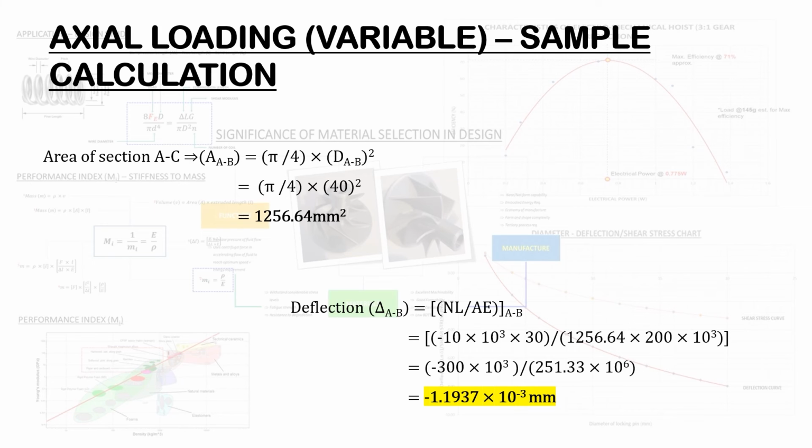Once we do the needed computation, we get a value of minus 1.1937 times 10 to the power minus 3 millimeters. So that is the deflection, or the measure of extension within that particular section of the component.